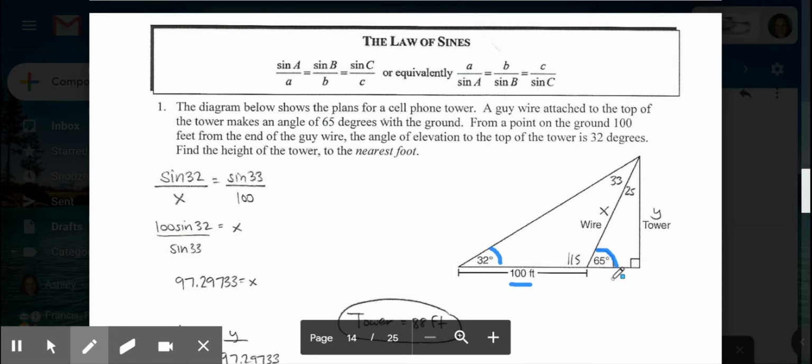Let's fill in some angles. These are on a straight line, so this is going to be 115. Within a triangle, the angles add to 180, so I'm left with 33 degrees here. I finished this triangle off with 25 degrees.